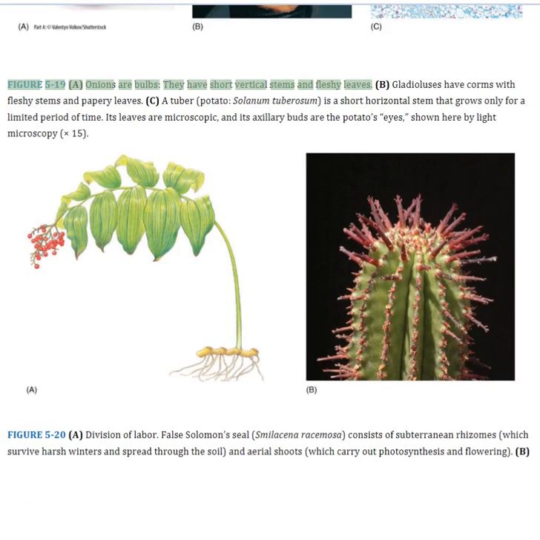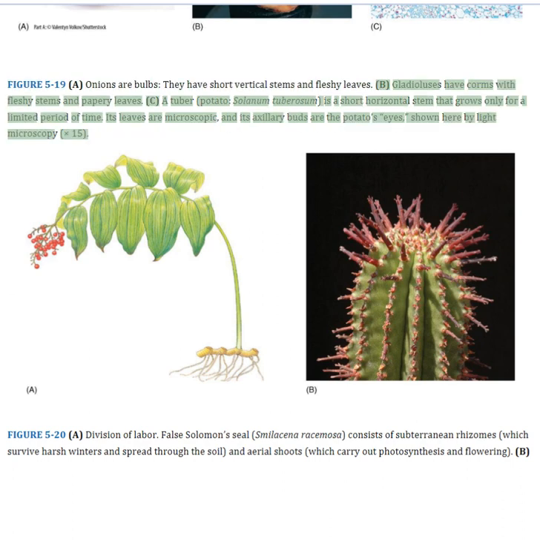Figure 5.19: Onions are bulbs. They have short vertical stems and fleshy leaves. Gladioluses have corms with fleshy stems and papery leaves. A tuber is a short horizontal stem that grows only for a limited period of time. Its leaves are microscopic, and its axillary buds are the potato's eyes, shown here by light microscopy.